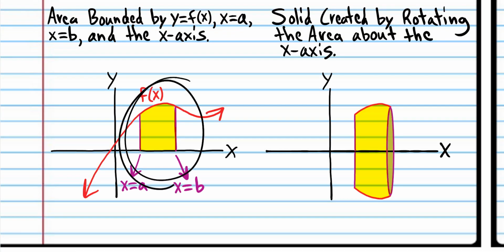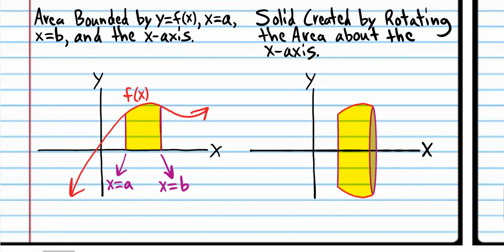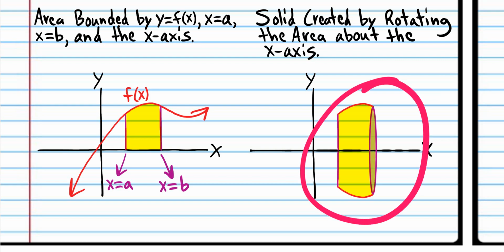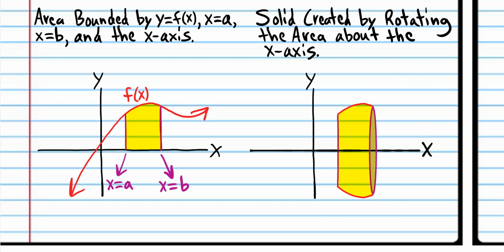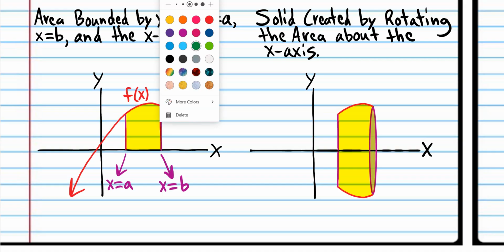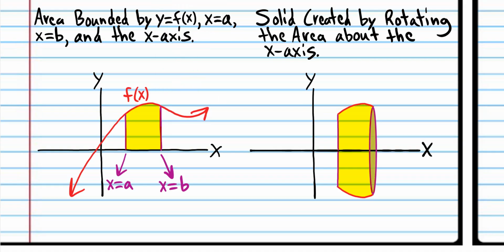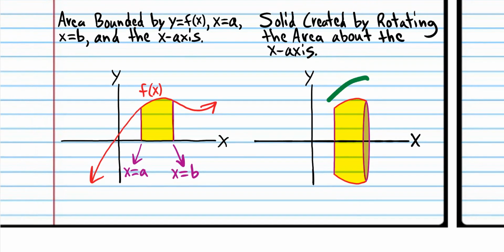If this area here is the area bounded by the red graph and the purple graphs and the x-axis, and we rotate that area about the x-axis, we get what we call a solid of revolution. You can see that this solid kind of looks like a cup that's laying on its side. If this were the surface that it's laying on, you could see it's a cup. And we're going to learn how to find the volume of this shape here.